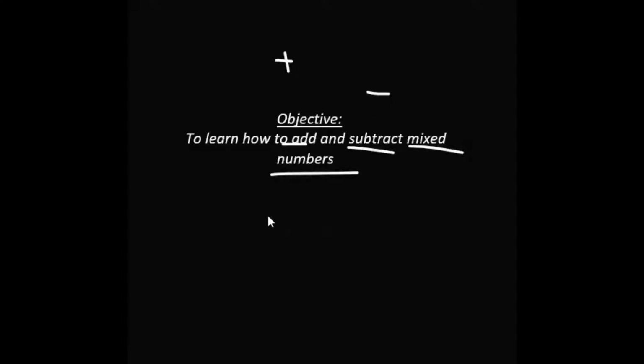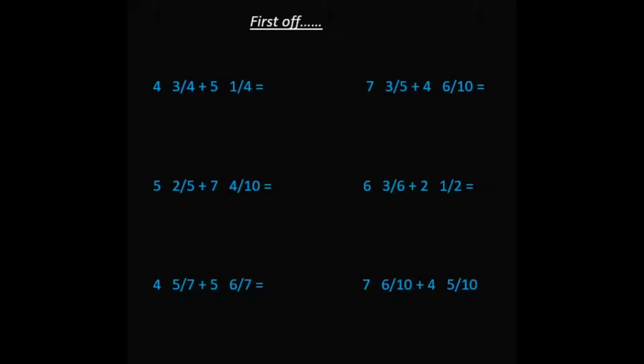Mixed numbers look like this. So like 4 and 2/3. That's a mixed number. A mixed number is a number with a whole number and a fraction. Okay, and you guys should know what add and subtract is. Okay, so first off, I have 6 problems over here that we are all going to complete together.